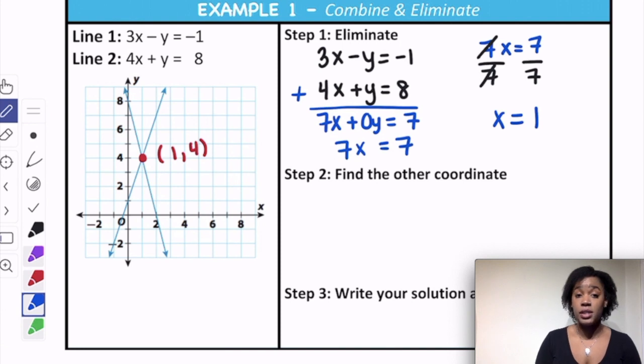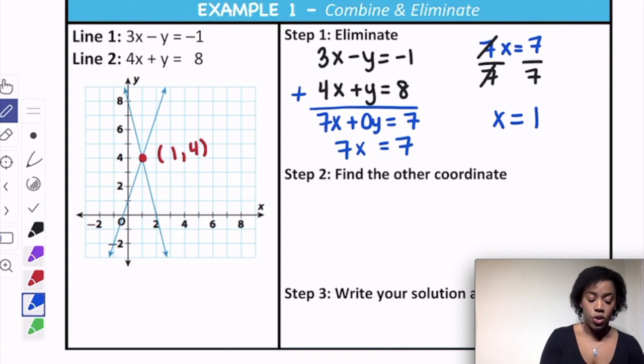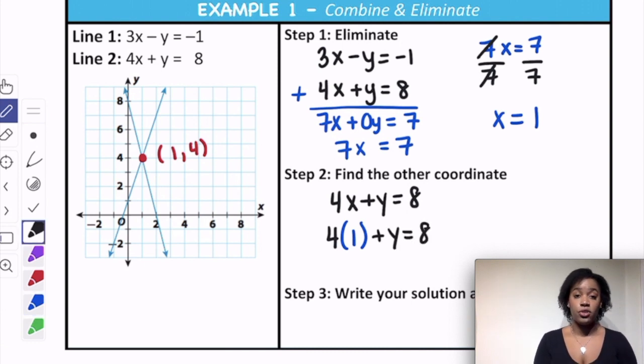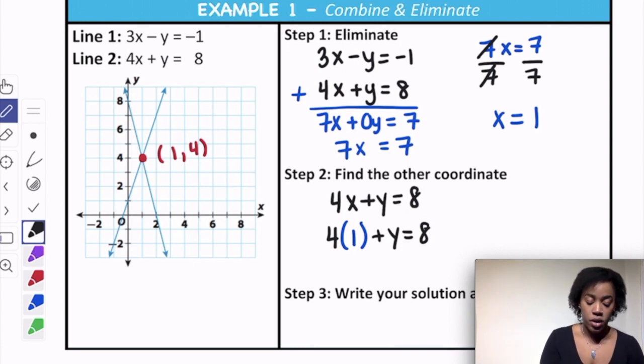We already know what x is, so we're going to plug x into one of the original equations to find what y is. I'm just going to take the second equation, 4x plus y equals 8. I already know that x equals 1, so I plug it into this equation, and now I can solve for the other coordinate, y. So 4 times 1 is 4, plus y equals 8.